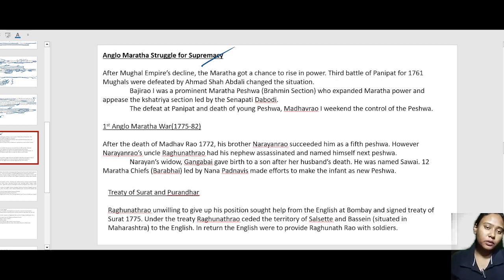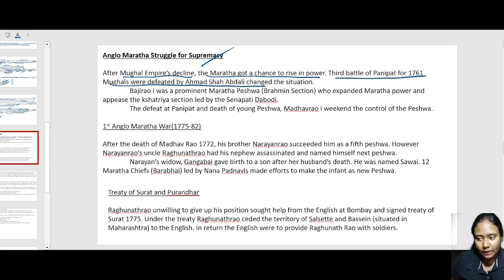After the fall of the Mughals, what happened? The Marathas were emerging, and they were very strong. After the Mughal Empire declined, the Marathas got the chance to rise in power. In the Third Battle of Panipat in 1761, the Marathas were defeated by Ahmad Shah Abdali. That actually changed the situation. This is the turning point where the Marathas emerged after the decline of the Mughals.